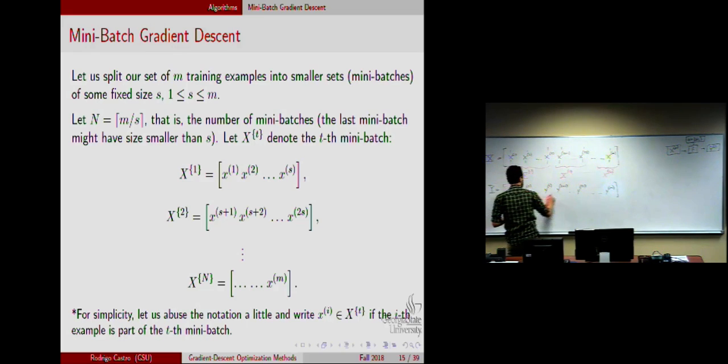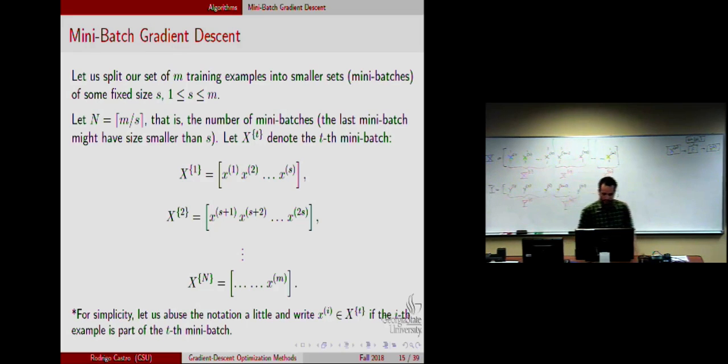Curly bracket 1, curly bracket 2. So we have our data set, and we're going to split it into these batches. And we're going to apply the algorithm that we just saw to each one of these mini batches.